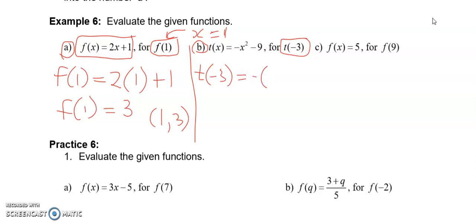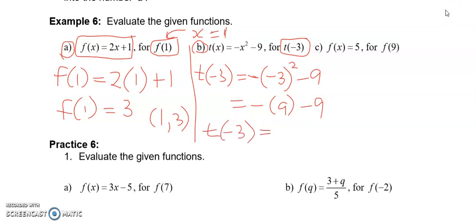Now make sure you put -3 in the brackets, and that becomes squared minus 9. Now be careful there. That's not a negative negative. That does not become positive because remember, order of operations, you're supposed to square that first. So this would become a negative. Now that just becomes 9, and then minus 9. So t of -3 is equal to -18. There you go. When x is -3, y is -18. That's all it means.